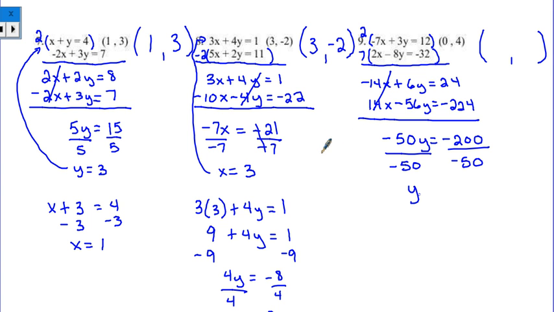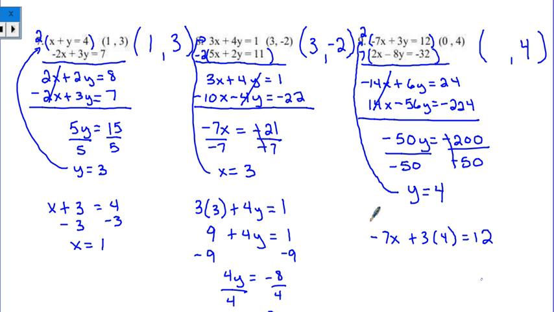And that's going to make it y equals, don't forget, a negative divided by a negative is a positive, and 200 divided by 50 is going to give us 4. Now that's my y, so put it in the second spot. And then I've got to pick one of my two equations to solve for. I'm going to plug it into the first one because the numbers are smaller. So right here, negative 7x plus 3 times 4 equals 12. That's negative 7x plus 12 equals 12.